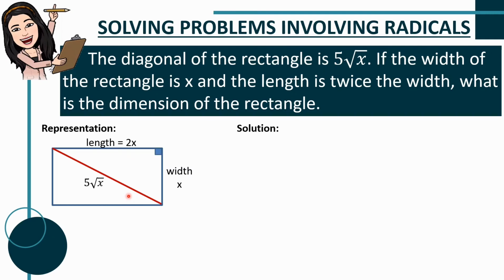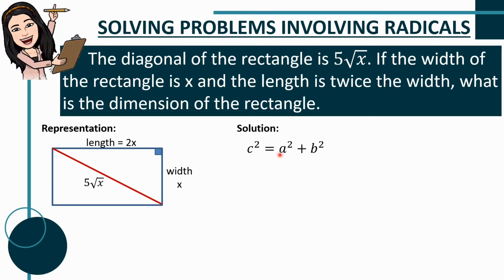Since we have formed here a triangle, a right triangle, tama ba? Okay, ito yon. Naka-form tayo dito ng right triangle. If there is a right triangle, we can apply the Pythagorean theorem since the given are the length of the sides. So, therefore, we can apply the Pythagorean theorem, c squared is equal to a squared plus b squared.